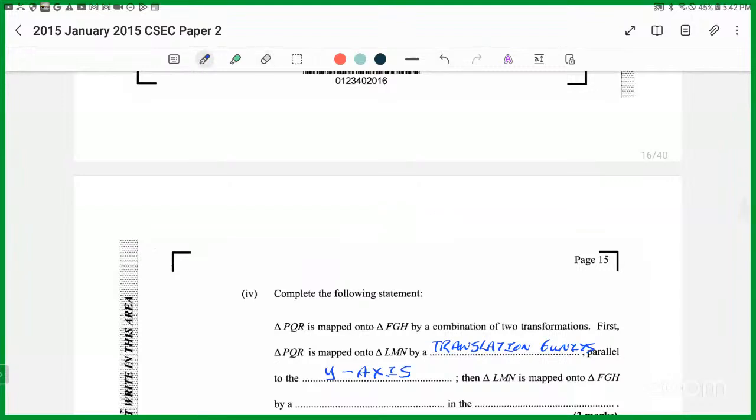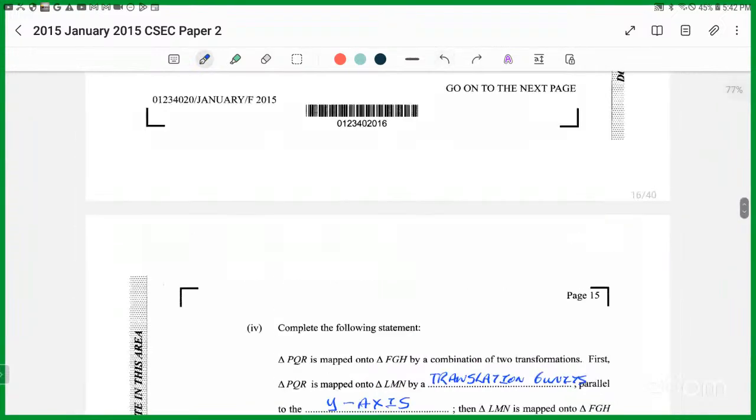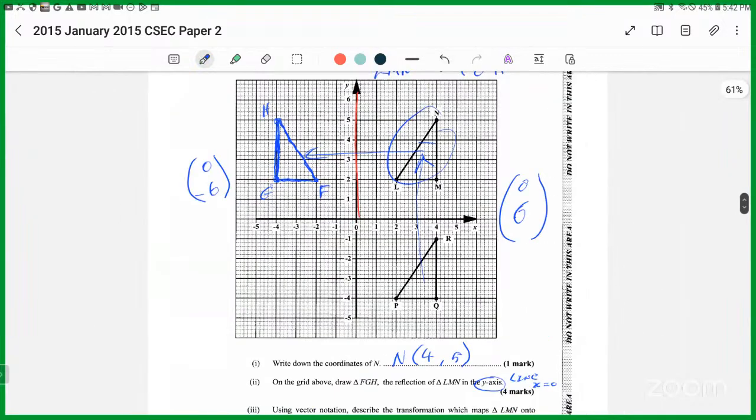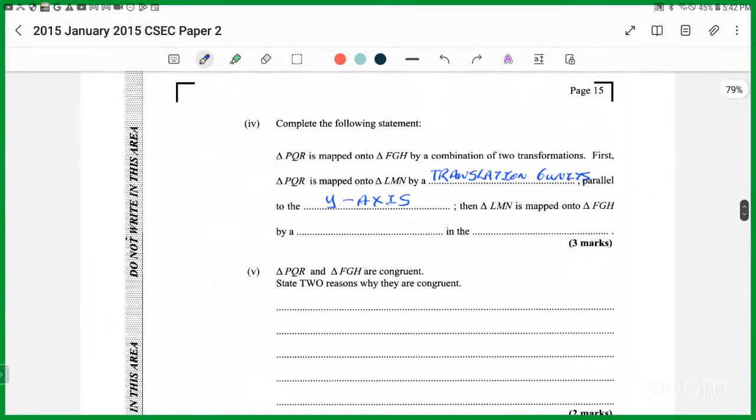All right. Then LMN is mapped to FGH by a reflection in the y-axis. Or we could say in the line x equals 0. The y-axis is x equals 0.